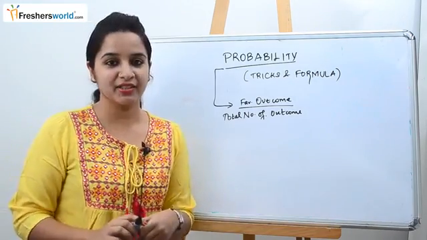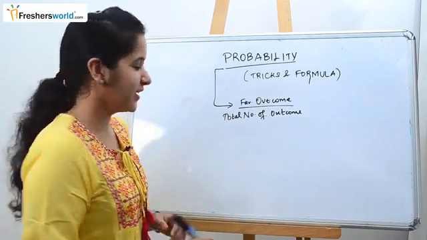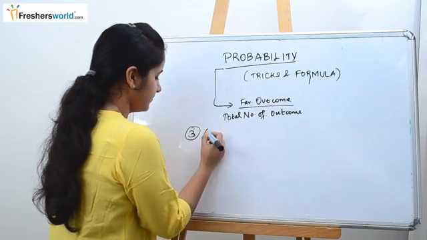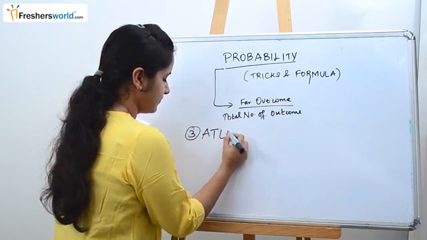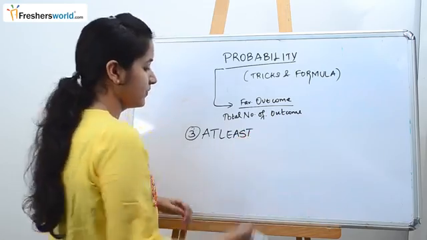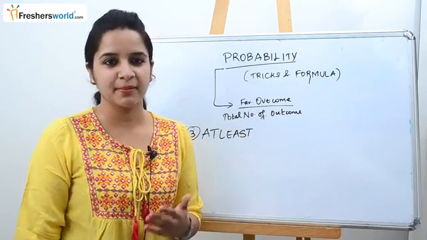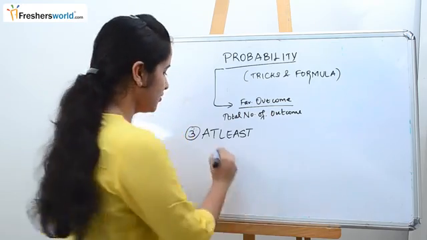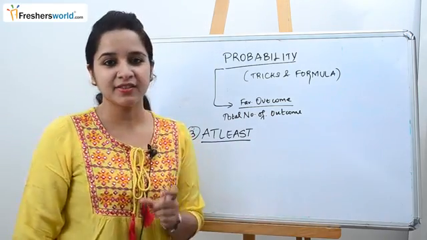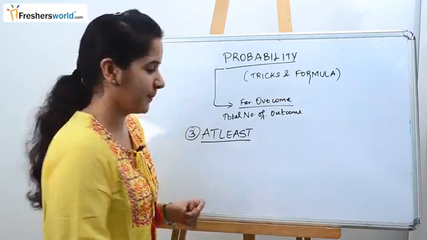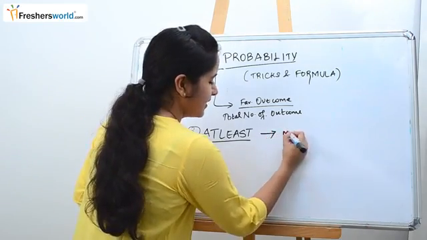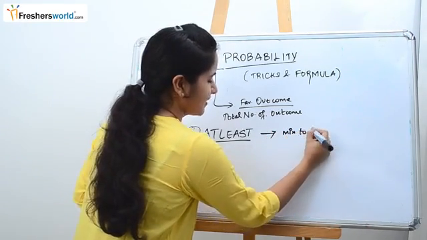So the third trick that one must know in probability is "at least". You would have faced a lot of questions in competitive exams asking at least. So what is at least? The word itself shows it starts from minimum. So always remember, at least means minimum to maximum.